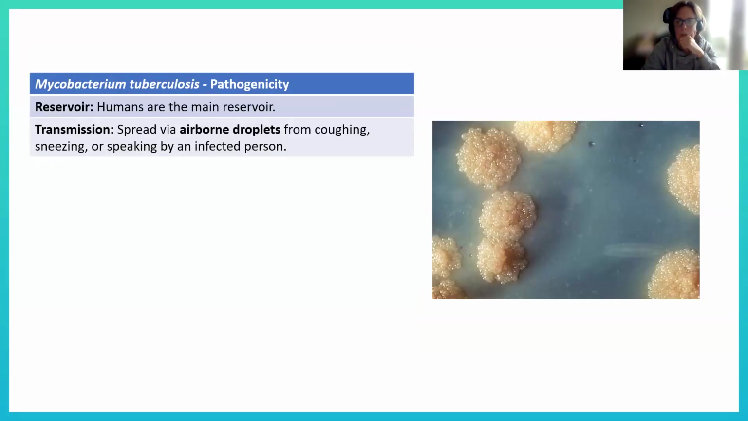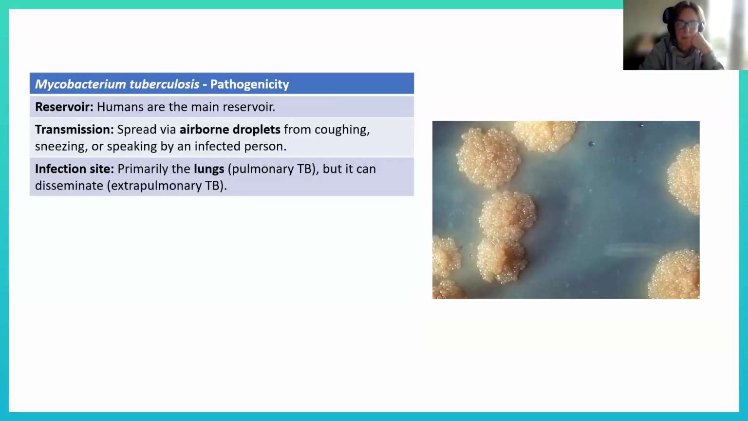You usually see it in the movies. You see people coughing into a tissue, and then there's blood. That's usually TB that they're showing somebody has caught. So yeah, primarily in the lungs. It's called pulmonary TB, but it can spread around, and then they call it extra pulmonary, which basically means outside of the lungs. It's not a very pleasant disease.